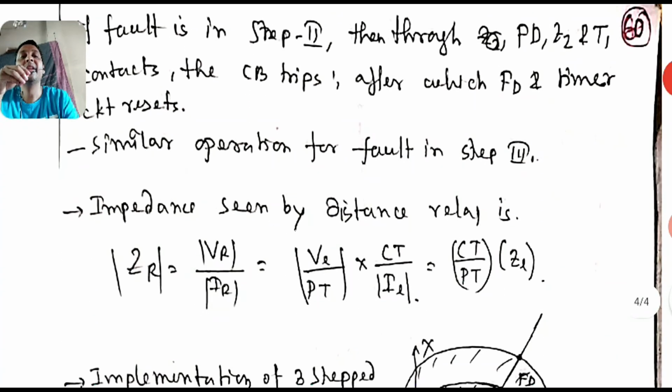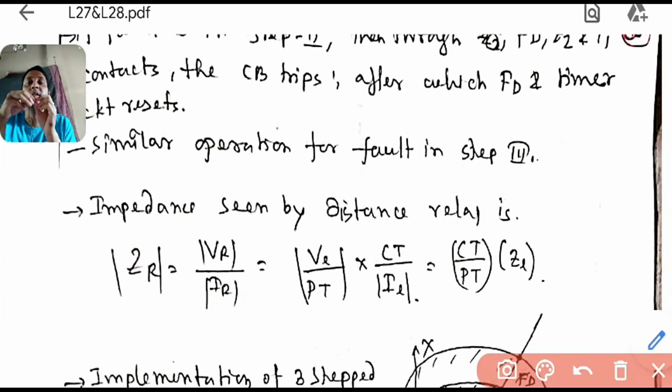Now what is the impedance seen by the distance relay? The setting is given as ZL, okay, but it is not sensing ZL, because voltage is also reduced and current is also reduced. You are not actually sensing the actual voltage and current; you are reducing them using CT and PT. So what is the relay sensing? The relay senses relay voltage by relay current. What is relay voltage? Actual voltage divided by PT ratio.